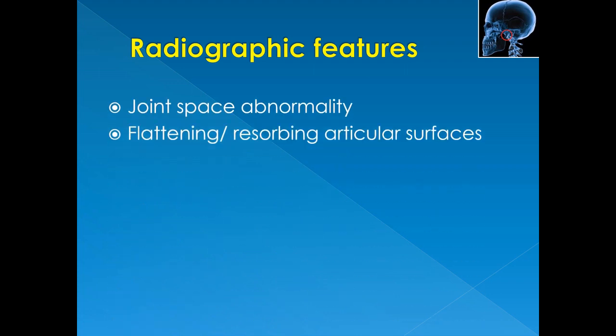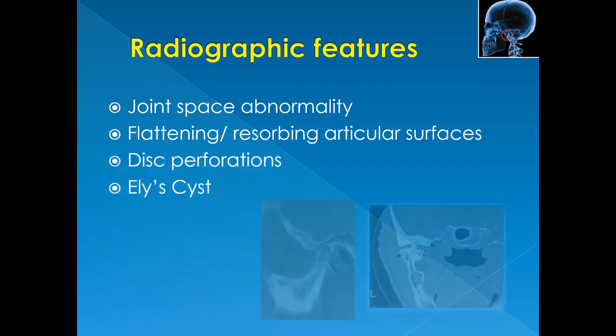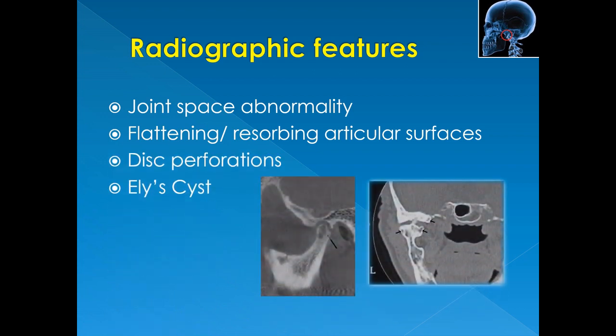Now, the radiographic features include joint space abnormality, flattening or resorbing of the articular surfaces, disc perforations, and also Ehlers cyst. In this figure, you can see that the black arrows show the Ehlers cyst. These are nothing but rounded radiolucent areas just below the cortical plate or deep in the trabecular bone. And if there is pain or discomfort from these cysts, you can either remove them with surgery or drain the fluid from them by aspiration.